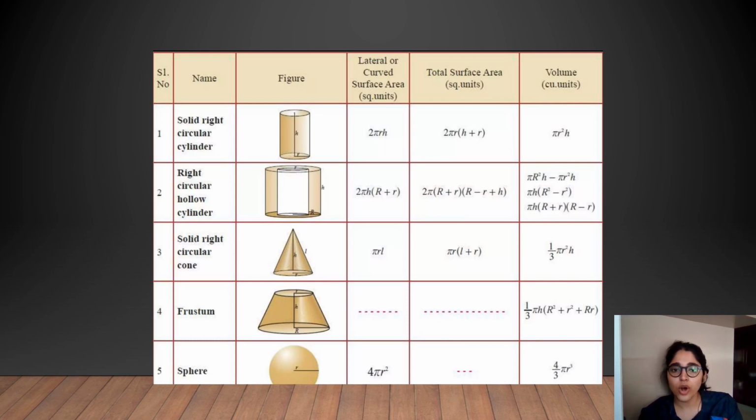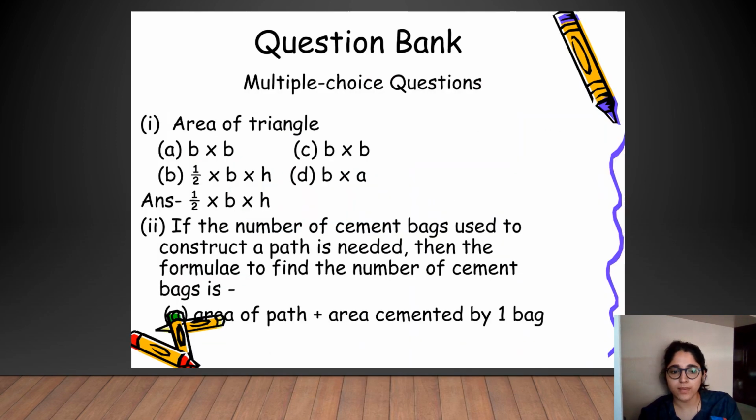For a right circular hollow cylinder, the cylinder is hollow, so this is a revised formula which we will be learning in the higher grades. A solid right circular cone is 1/3 pi r square h. A frustum has two radii, so it will be similar to that of a cone. Therefore it will be 1/3 pi h, and because the r over here is different, it is small r square plus capital R square, the sum of these plus the product of small r and big R. And then you have the sphere, where the surface area is 4 pi r square and the volume is 4/3 pi r cube.